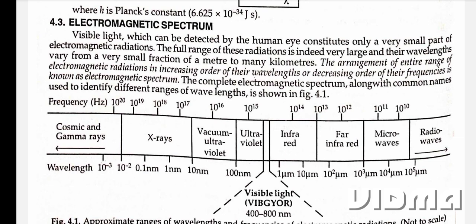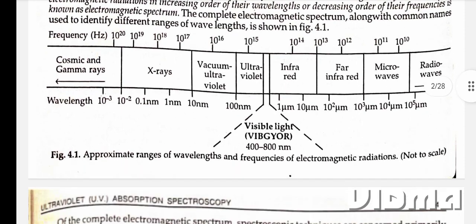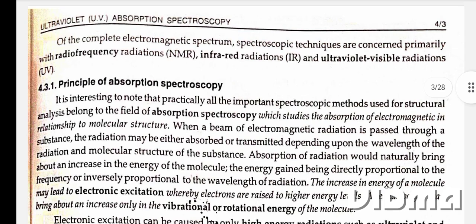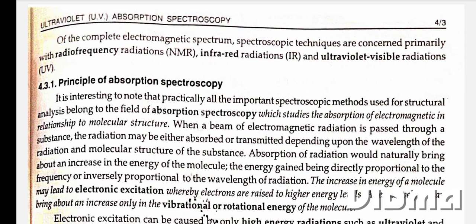The arrangement of the entire range of electromagnetic radiations in increasing order of their wavelengths or decreasing order of their frequencies is known as the electromagnetic spectrum. The complete electromagnetic spectrum is shown, along with common names used to identify different ranges of wavelengths. Of the complete electromagnetic spectrum, spectroscopic techniques are concerned primarily with radio frequency radiations, infrared radiations, and ultraviolet-visible radiations.